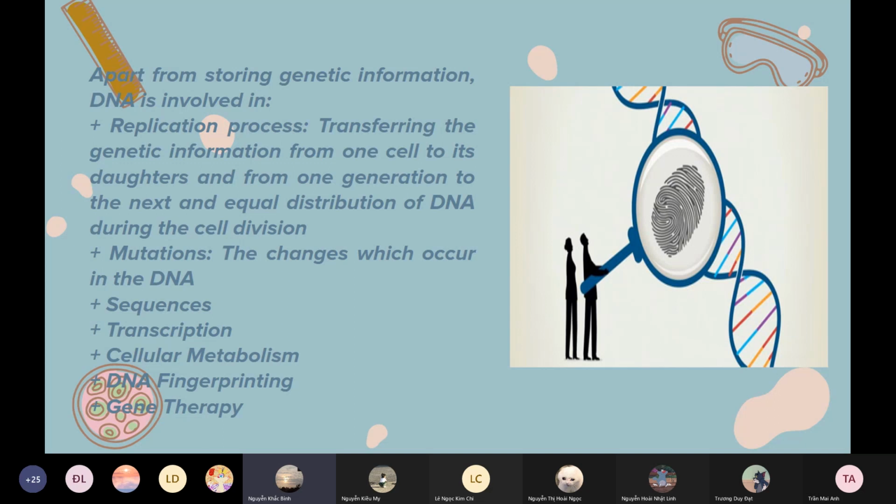Apart from storing genetic information, DNA is involved in 7 smaller parts. The first one, the replication process, means transferring the genetic information from one cell to its daughters and from one generation to the next, and equal distribution of DNA during the cell's division. The second one is mutation. It means the changes which occur in the DNA. And the 5 other parts are sequences, transcription, cellular metabolism, DNA fingerprinting, and gene therapy, respectively.